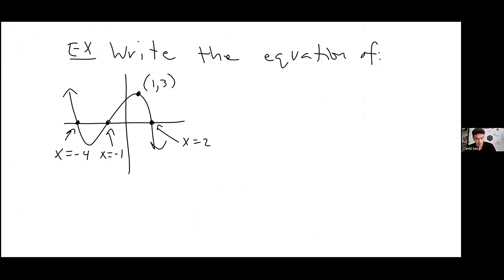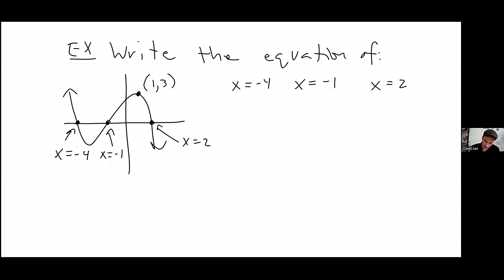This level of difficulty you can expect on midterm 2. And it's going to look just like this, with the directions saying write the equation of. So here's how I would approach this problem. I would make a list of all of my x-intercepts: x equals -4, x equals -1, x equals 2. Make a list of all your roots.